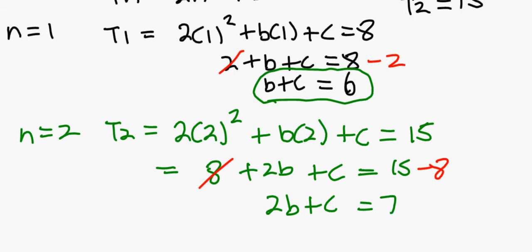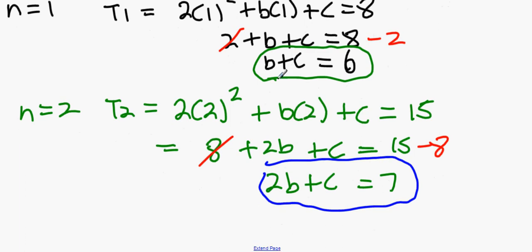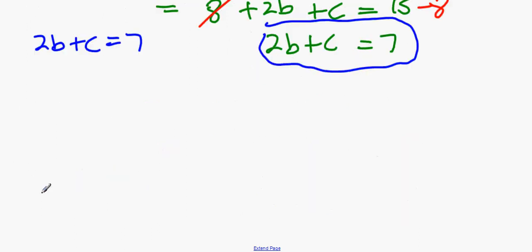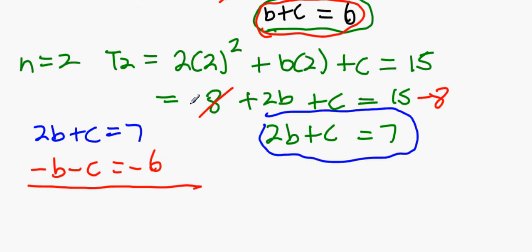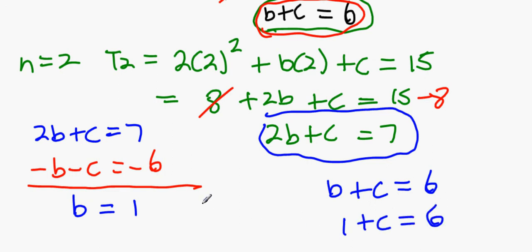Now we highlight these two equations, and we're going to do a simultaneous equation over here in blue, okay? We're going to use 2b plus c equals 7. We're also going to use b plus c, but we multiply that by minus 1 to make it negative. So we get minus b minus c equals minus 6. Then we get b equals 1. If b equals 1, and b plus c equals 6, then c must be 5. So c equals 5.